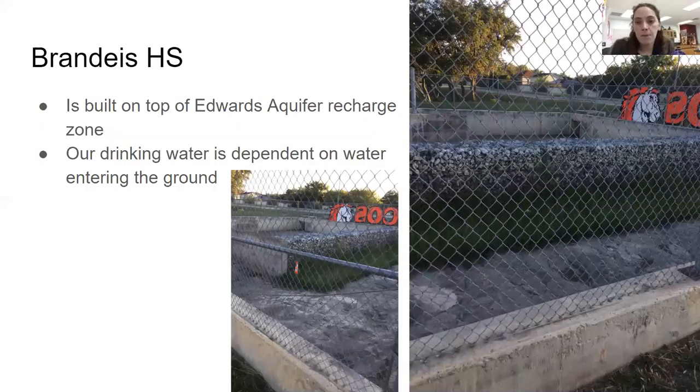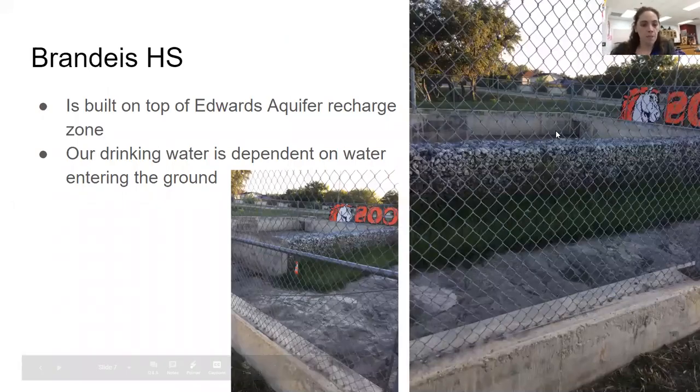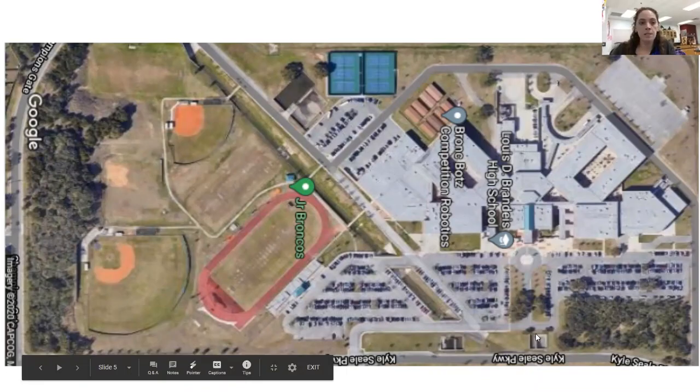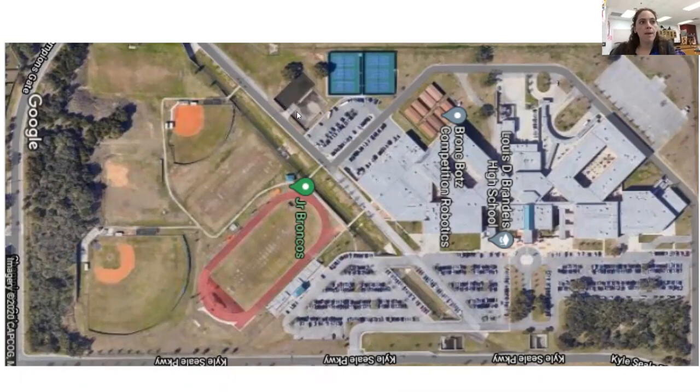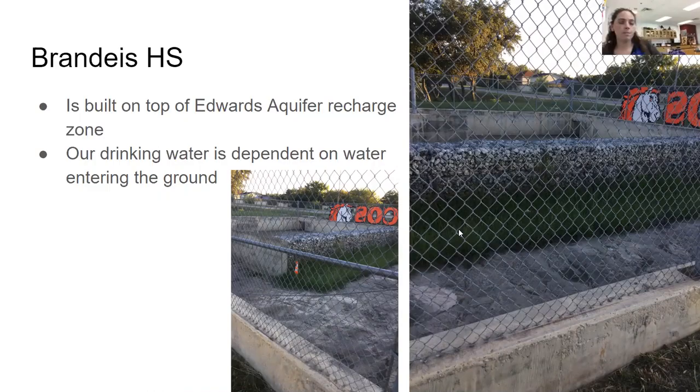On our campus, we've got a couple of features that help collect runoff. These are called storm runoff retention systems. They are very important for catching excess runoff because, again, if I go back here, we've got a lot of campus that is impervious cover. And so with these systems, we've got two up front along Kyle Seale and then one in the back towards the tennis courts. This is a picture of the one up front.